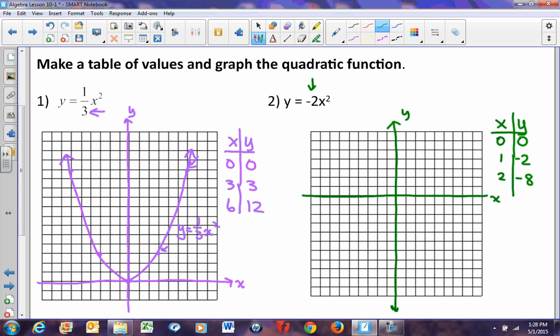So I have (0, 0) right here. I have (1, -2), which is here. Its mirror image will be 1 unit over here. I have (2, -8), 1, 2, 3, 4, 5, 6, 7, 8, so that is there. Its mirror image is going to be 2 units over from the y-axis on this side. So I now have everything I need to graph this. And this is the graph of y = -2x². So they're not hard to graph if they're in parent function form.